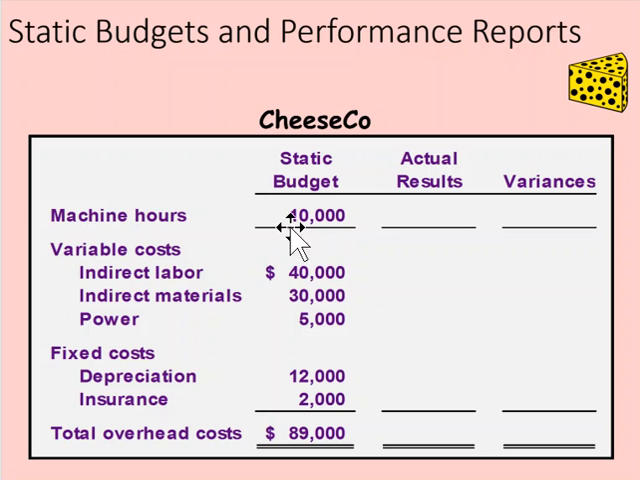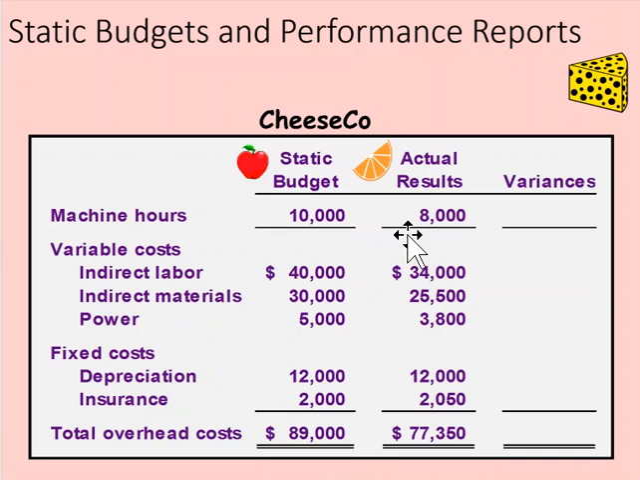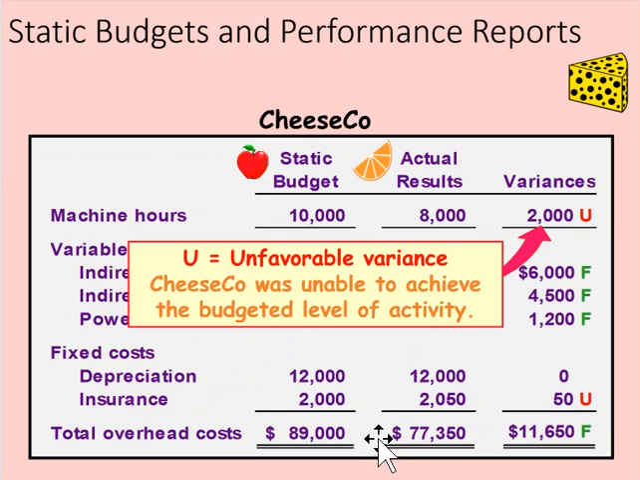So we've got a static budget. This is at 10,000 machine hours, and then you can see the variable and fixed costs associated with the 10,000 machine hours. Now the issue then comes in, well, what happens if we only had 8,000 machine hours? That's why we have an apples to oranges type comparison. Obviously variable costs should be less if we're using fewer machine hours. So the question then becomes, how much of this difference between 89,000 and 77,350, which we're showing as a favorable $11,650 variance, was because they didn't achieve the 10,000 machine hours.